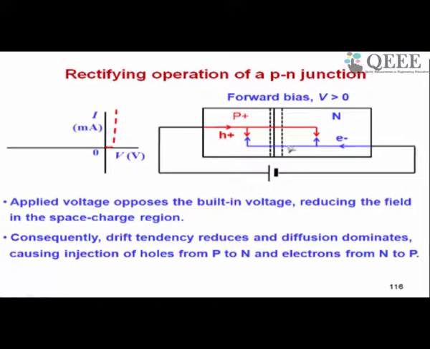Similarly, electrons diffuse from N to P and they recombine in the P region. Now, because the source of holes in P region is large and the source of electrons in N region is large, therefore you have a large current. Starting from here, we can build up the operation of the bipolar transistor.